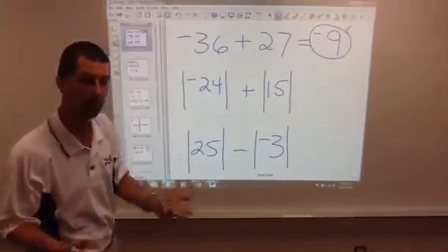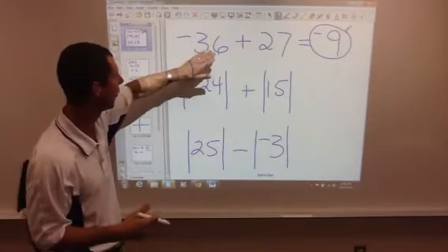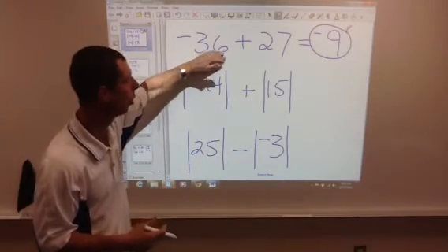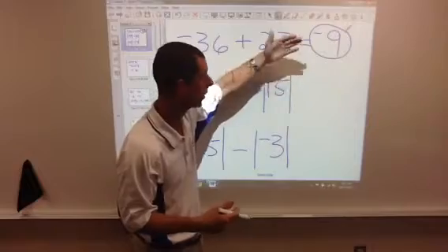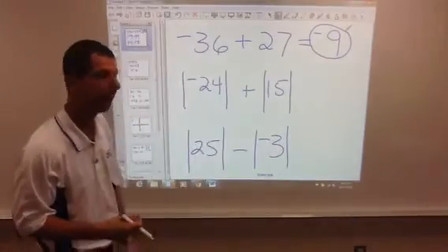Now there's other ways students can think about this problem. If it's 36 below zero outside and it warms up 27 degrees, what's the temperature? Well, it's going to be negative 9.